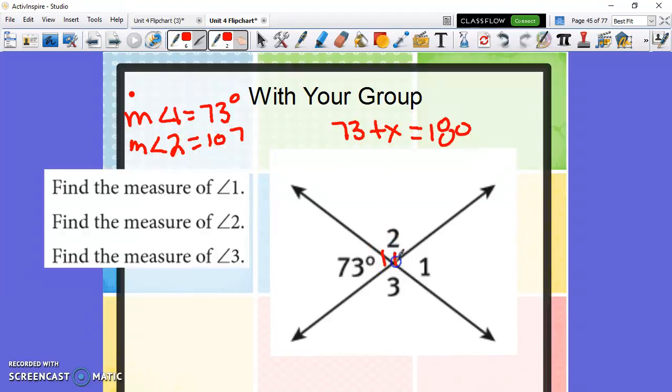And since these are vertical pairs, they're going to be equivalent. So the measure of angle 3 is also equal to 107 degrees.